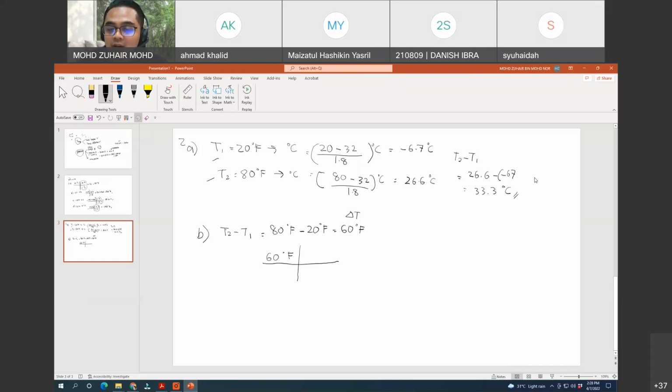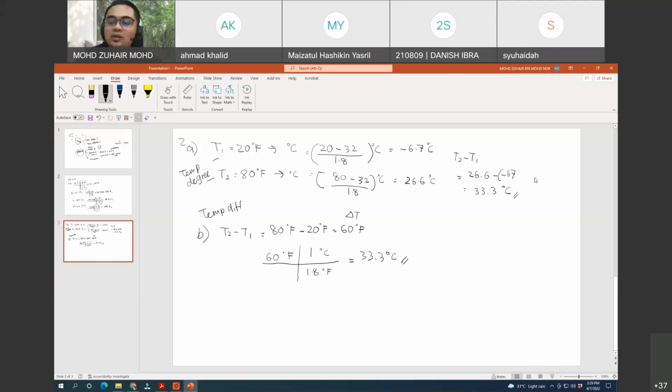So this is a temperature difference. 1.8 degrees Fahrenheit equals 1 degree C, just like this. So 60 will be divided by 1.8. No plus or minus 32. So you need to differentiate. This is a temperature degree solution. This is a temperature difference solution. At the end, you're going to get the same answer, which is 33.3 degrees Celsius.